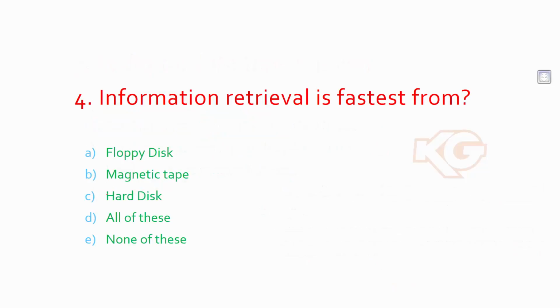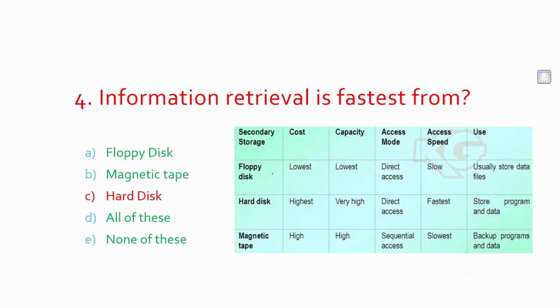Information retrieval is fastest from dash. Out of these available options, which one is faster? It's clearly the hard disk. You can see this table over here. A floppy disk is the lowest. It is direct access. For the hard disk, it is the highest, very high.